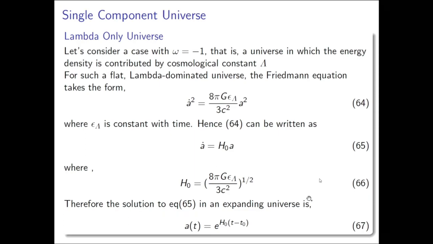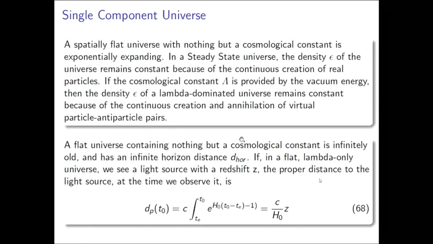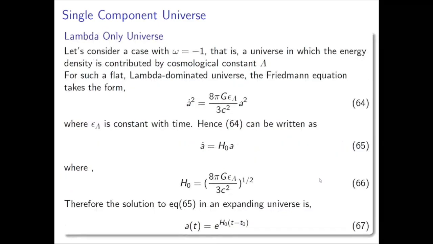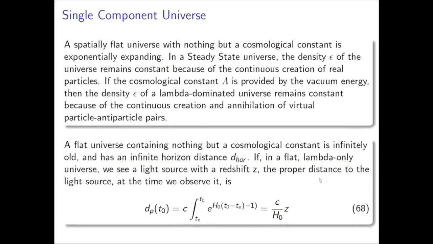So the solution for equation 65 in an expanding universe, after we solve this differential equation, is a of t equals e to the power H naught times (t minus t naught). So a spatially flat universe with nothing but the cosmological constant is exponentially expanding, as you can see in equation number 67. From what we have seen in my second lecture, this is what is called the steady state universe.